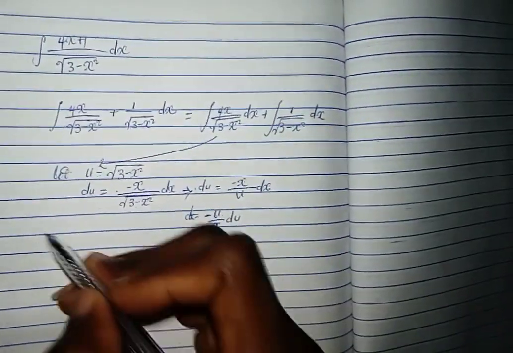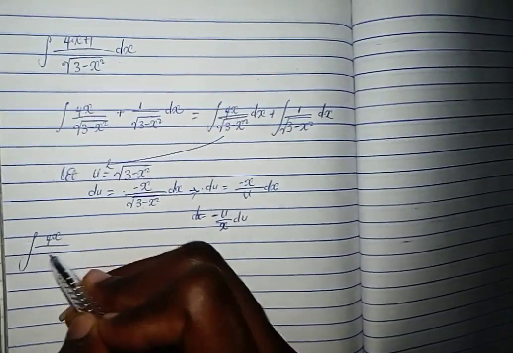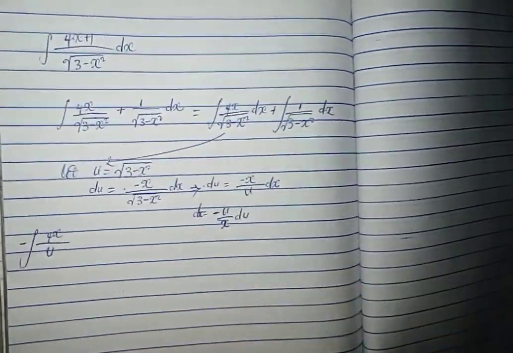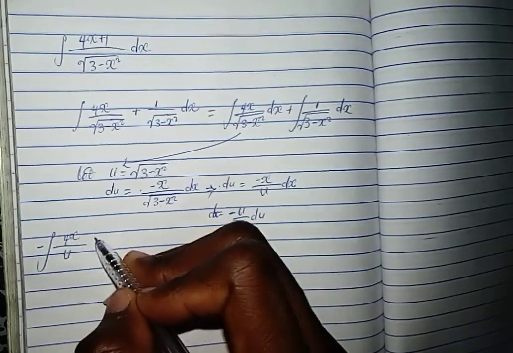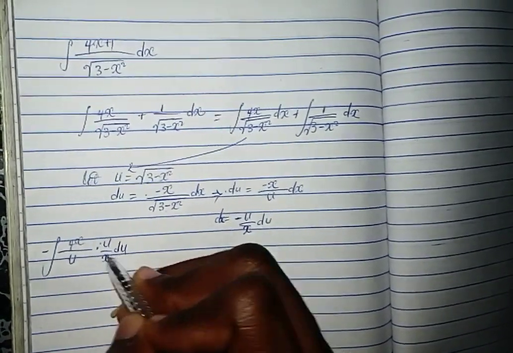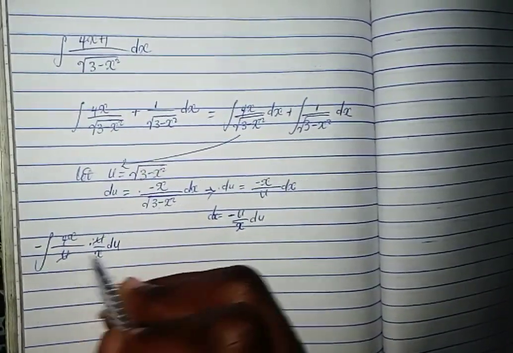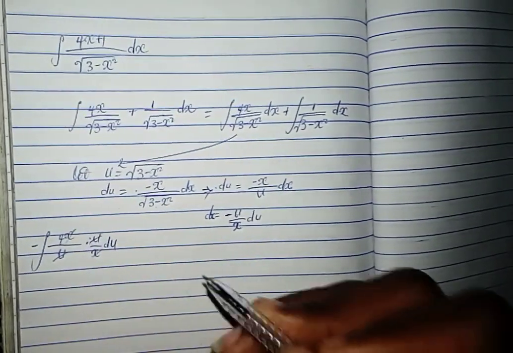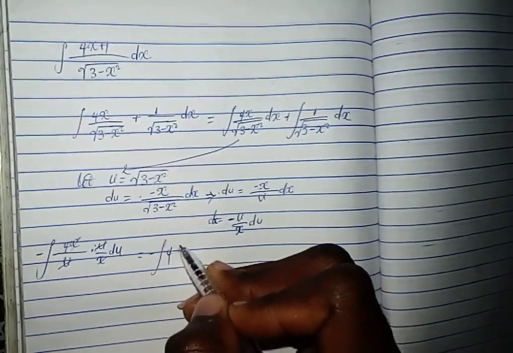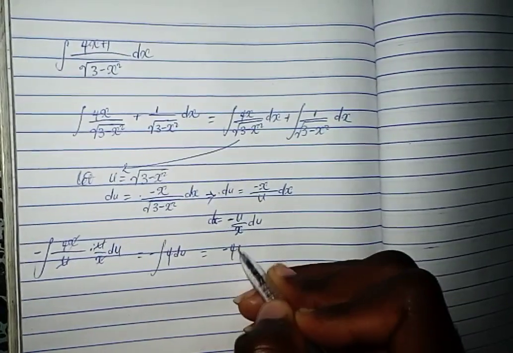So from there now, we have the integral of 4x over u, then the dx should be negative. We bring out the negative from the integral: negative u over x du. Now we can cancel out the u from the integral and as well the x. So then we have the negative integral of 4 du. What that tells us is that we have minus 4u.